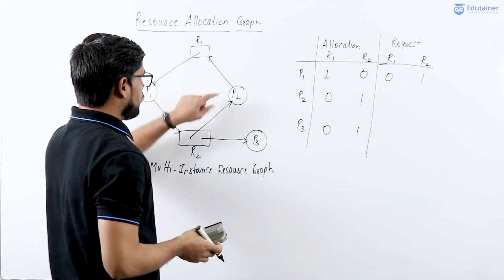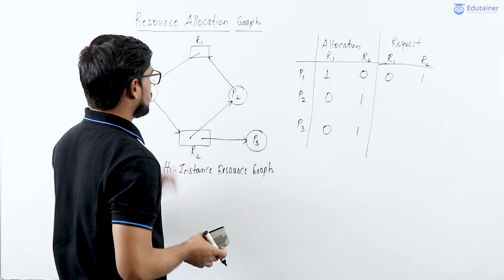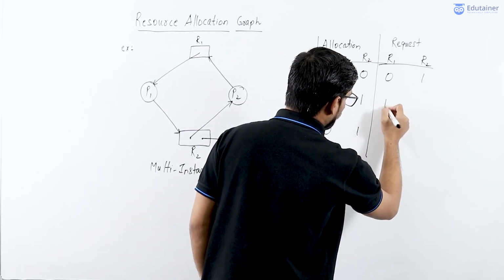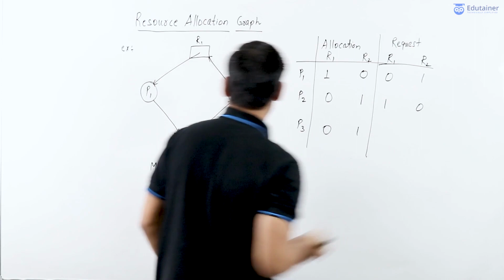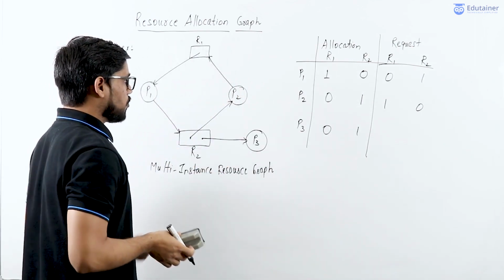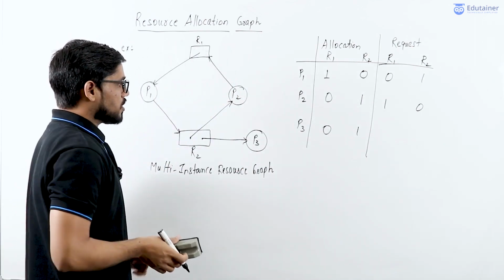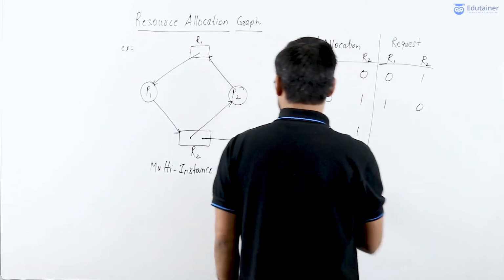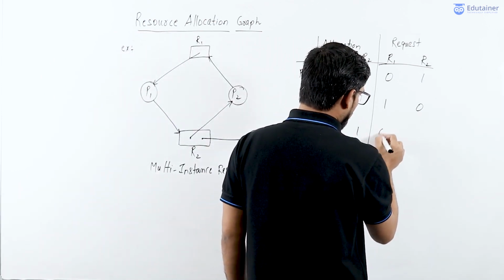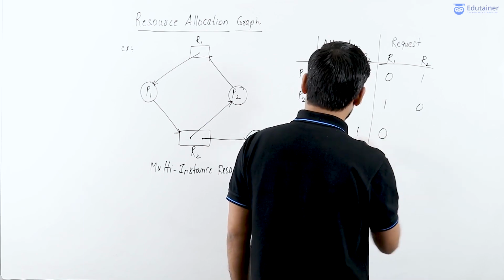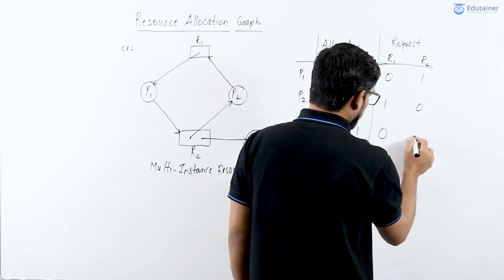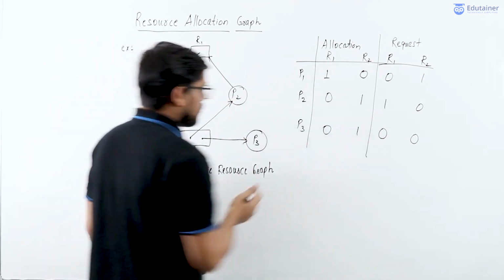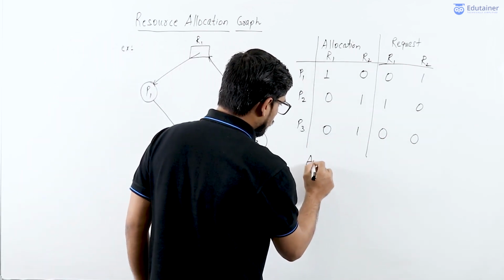Similarly, process P2 is requesting R1. So in the P2 row, R1 column, the value is 1 and here the value is 0. Now if you see, process P3 does not request any resource. Then it means the value in the request columns of the P3 row is 0 and 0. Okay. Now the next step is finding the current available resource.